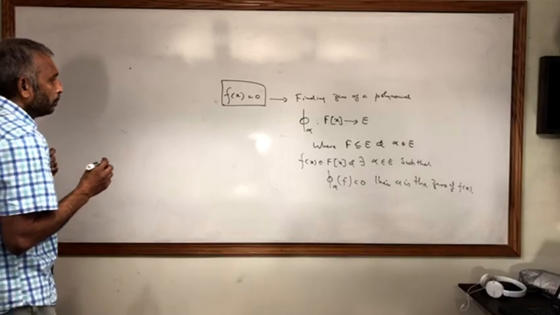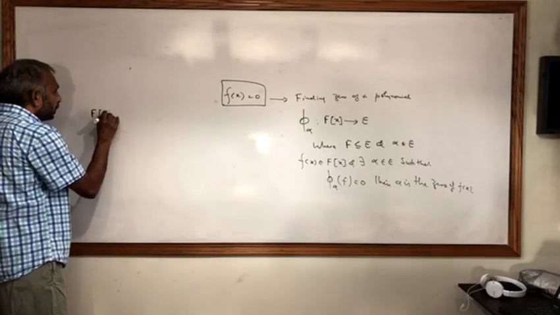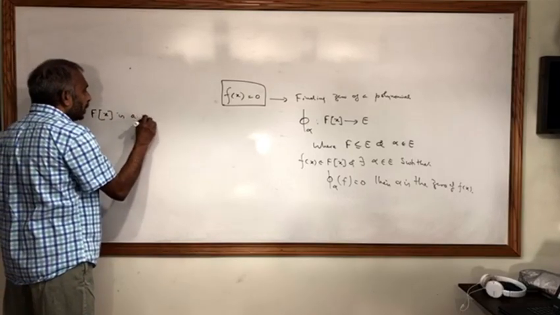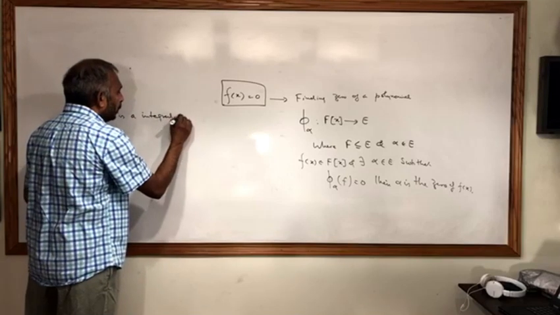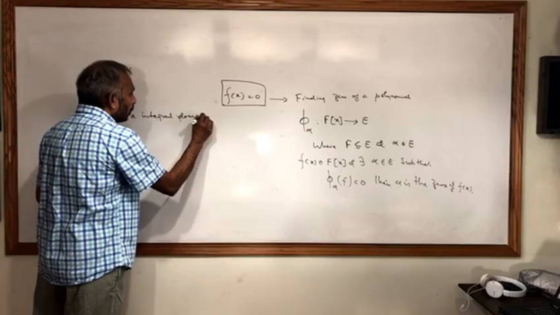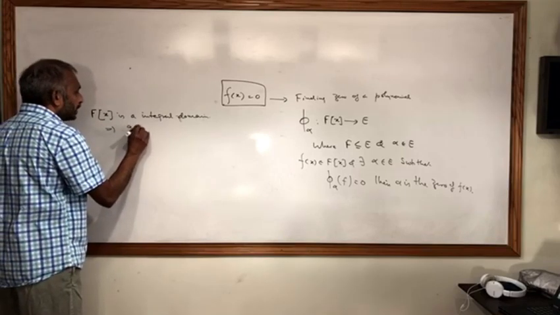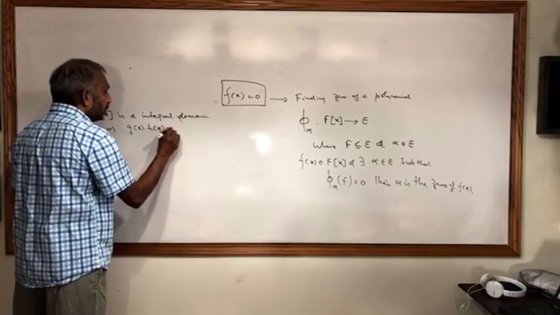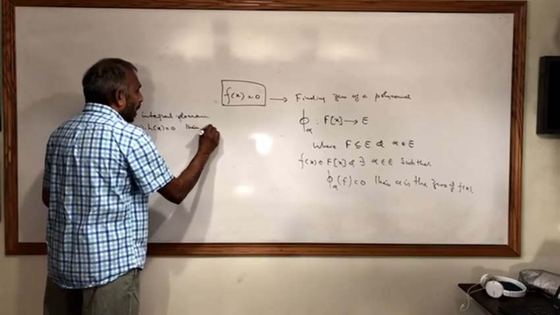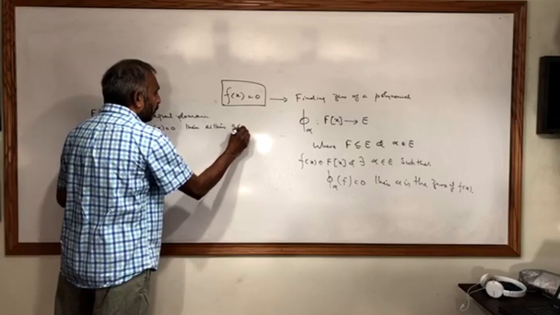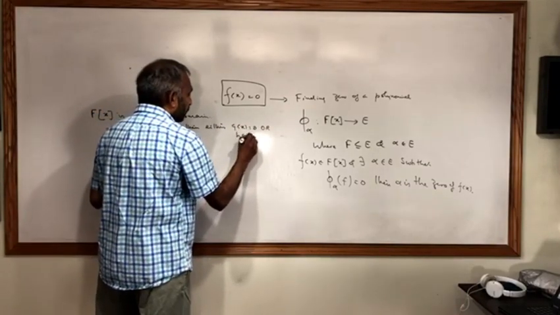Now, we know that F of x is an integral domain. That means if g of x times h of x equal to 0, then either g of x equal to 0 or h of x equal to 0.